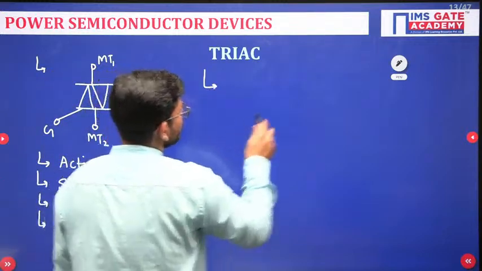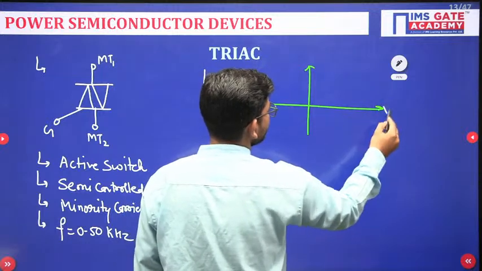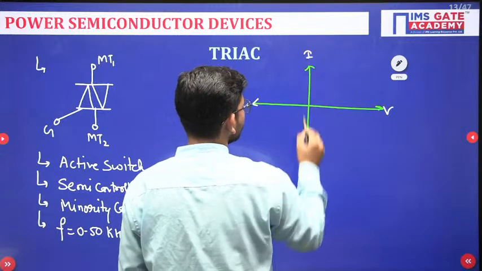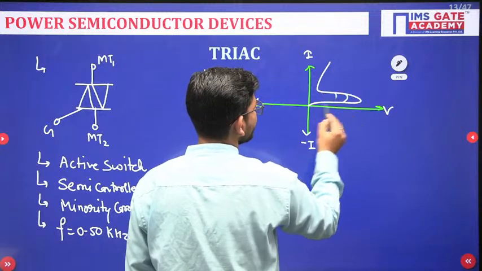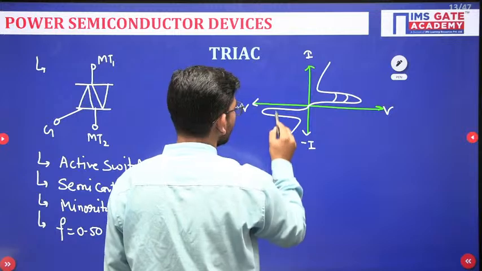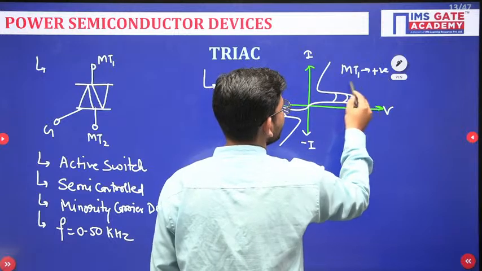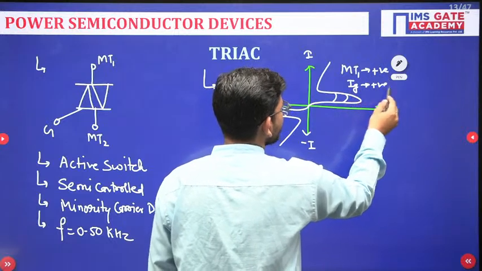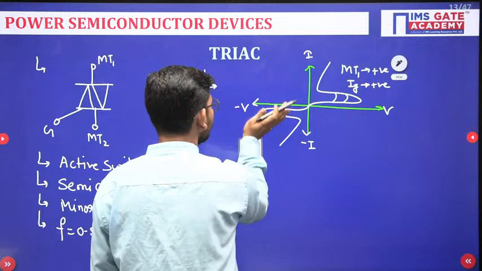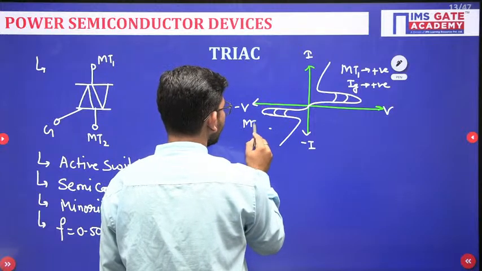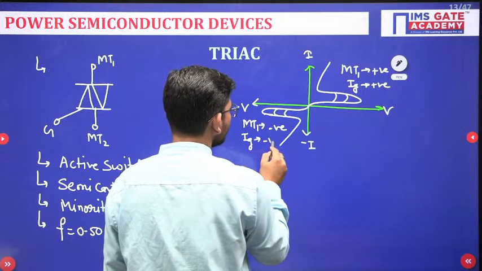Now when it comes to the characteristic of the device, it will be like this. Just see, this is the applied positive voltage, negative voltage, positive current and negative current. It will give you a characteristic like this. And in the third quadrant also you will get this characteristic. This is when the MT1 terminal you have kept positive and gate current is positive. And this is when the MT1 terminal is negative, and the gate current that you have given is also negative.